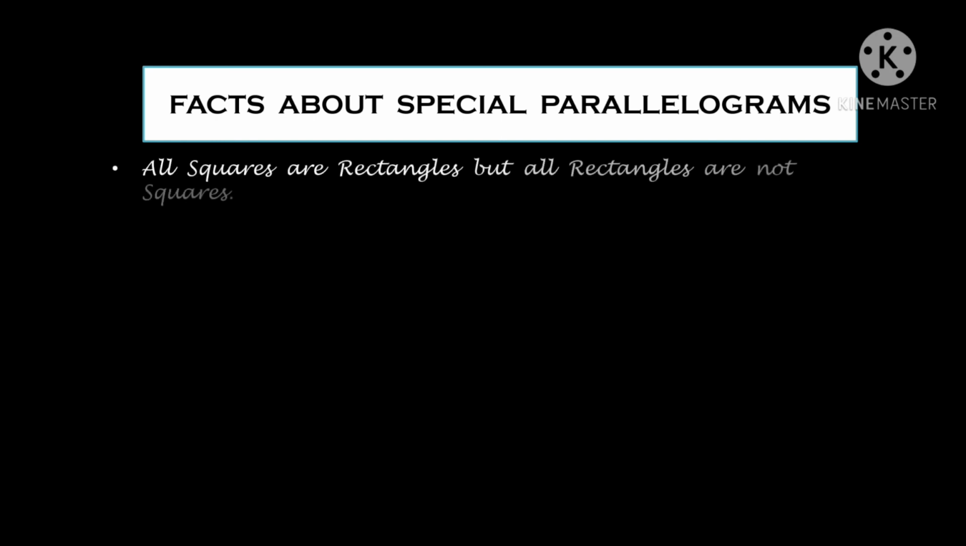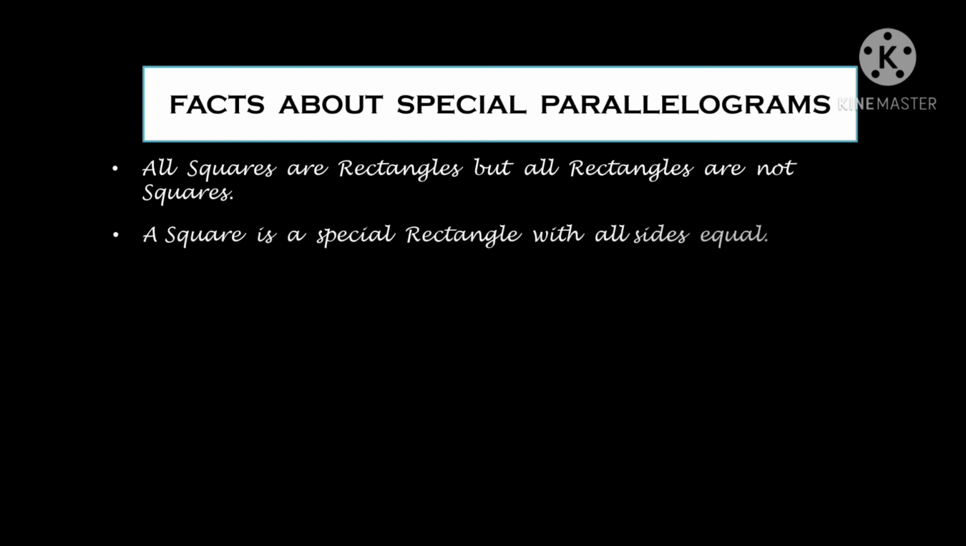First, all squares are rectangles, but all rectangles are not squares. Like how a square becomes when in a rectangle, if all the sides are equal, it becomes a square. So that's the only difference between a square and a rectangle. In a rectangle opposite sides are equal, but in a square all the sides are equal. So squares have some extra properties than the rectangle. We can say a square is a special rectangle with all sides equal.